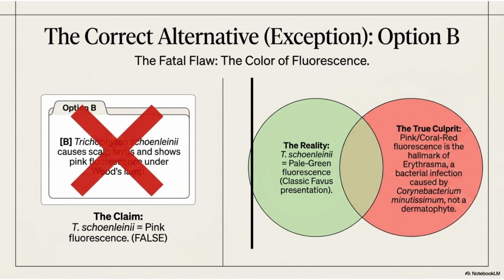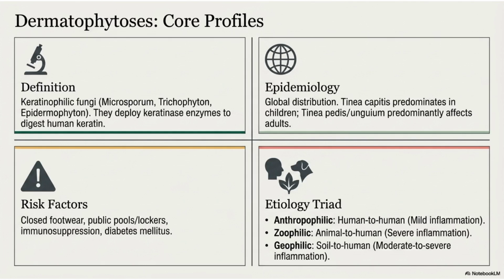Okay, a green fluorescence indicates a fungal pathogen, specifically the bright emerald of Microsporum, or the pale green of T. schoenleinii. A coral red or pink fluorescence indicates a bacterial pathogen, specifically erythrasma, caused by Corynebacterium minutissimum. And a yellow gold fluorescence points to a completely different superficial yeast infection called pityriasis versicolor, caused by Malassezia.